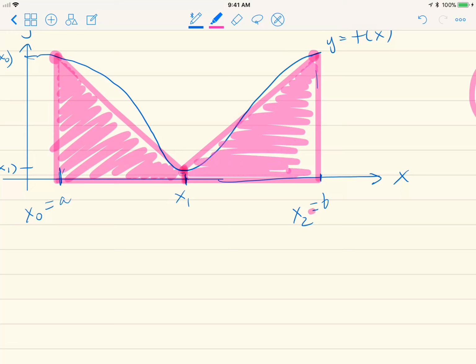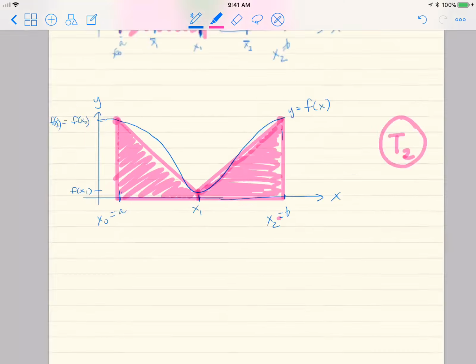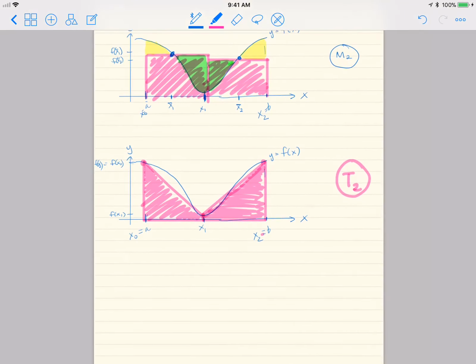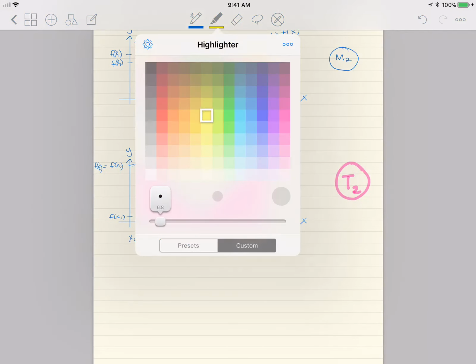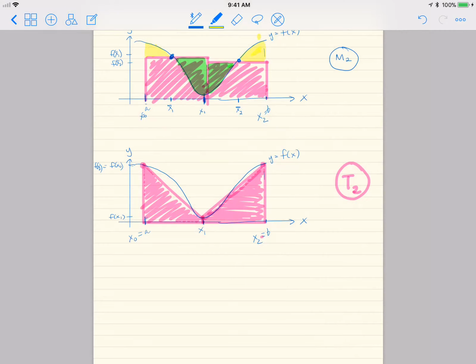Here we go. This just kind of looks like a better estimation than using the midpoint. Let's try to show the over and the under. So the yellow, remember, is supposed to mark the area that we missed by using our approximation. So we missed this area here, and we missed this area here.